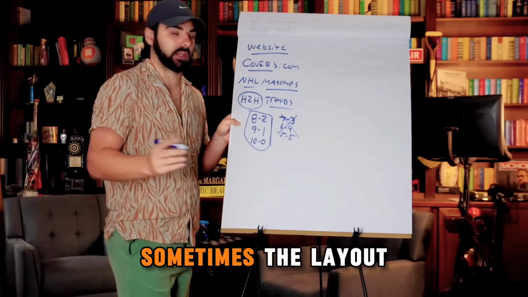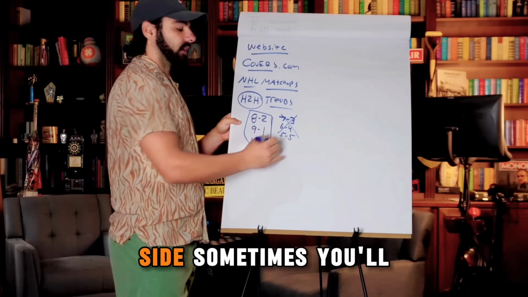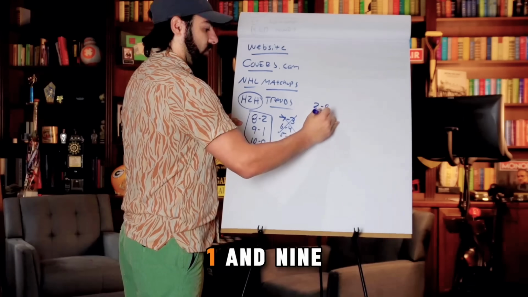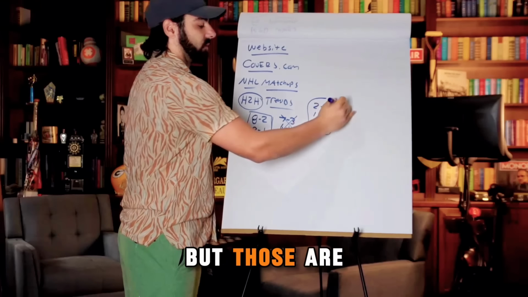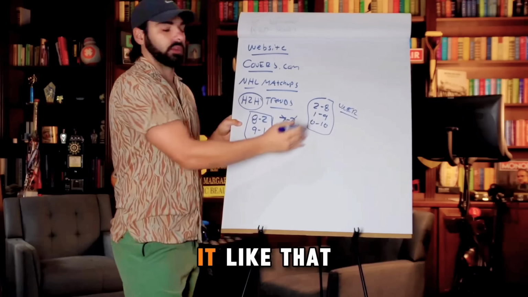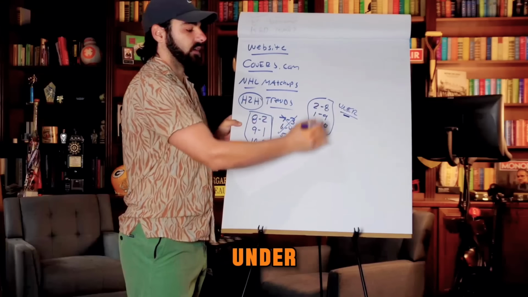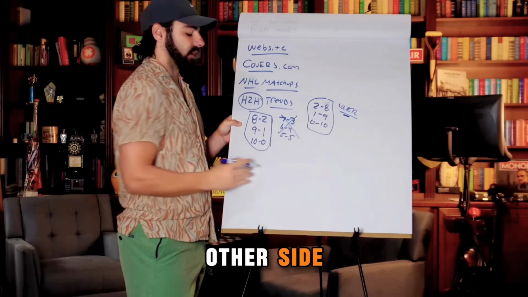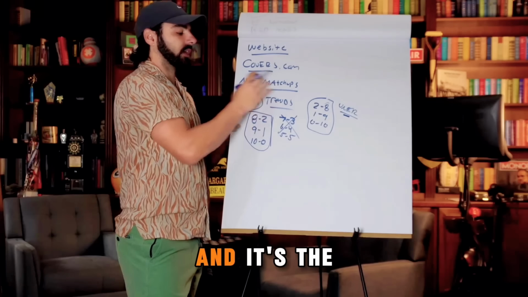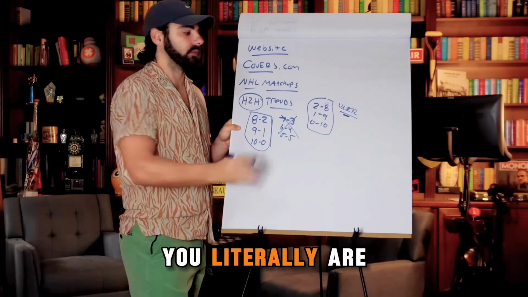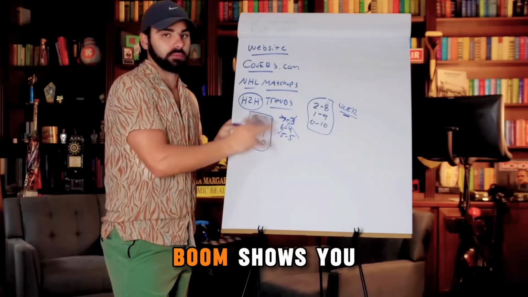Okay, and like I said, sometimes the layout on there will put the over on this side, under on this side. Sometimes you'll see 2-8, 1-9, or 0-10. That just means there are still strong trends, but those are just favoring the under. They just put it like that sometimes on the site. Okay, but that just means that it's favoring the under if the heavier number is on the other side. But that is the website you will use to find those head-to-head trends, and it's the easiest way to find it. Like I said, you literally are clicking 2 buttons. Go to the website, click the matchup, click the head-to-head trends, boom, shows you right there.